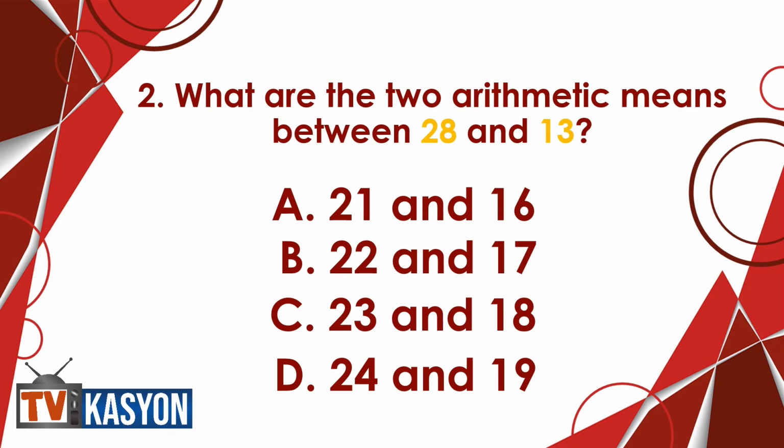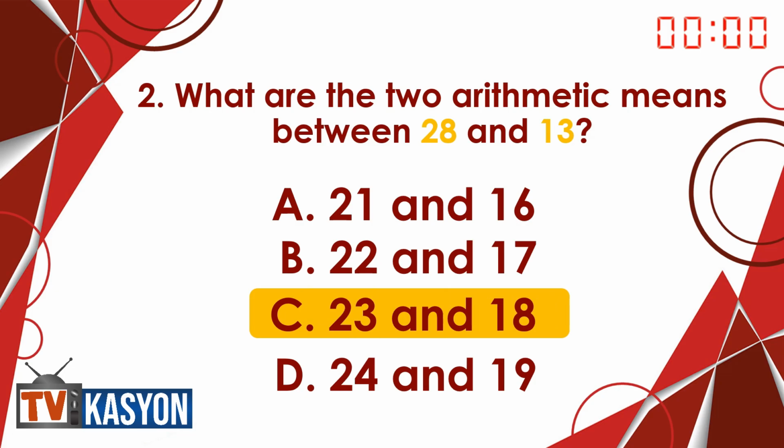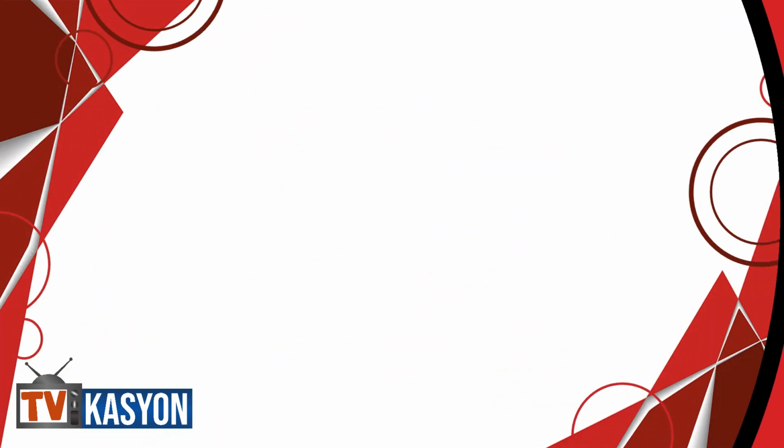Time is up. The answer is 23 and 18. Remember that in finding the arithmetic means, you have to follow the 5-step guide presented earlier, in which you have to identify the common difference using the first and last terms. By that, you will be able to solve for the arithmetic means, and you'll get 23 and 18. Fantastic! Keep going.